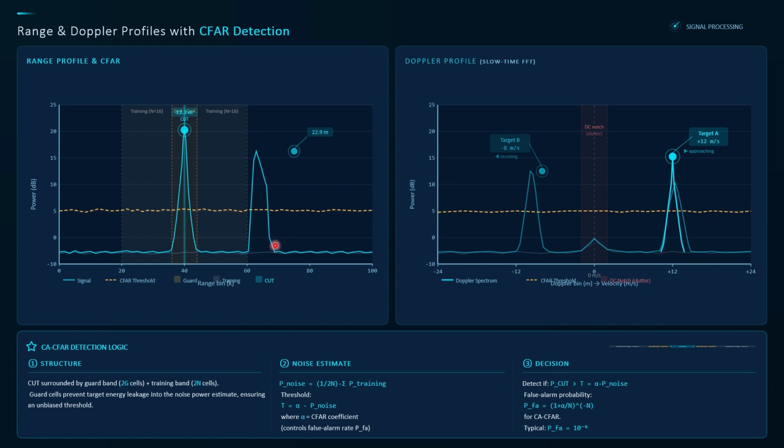I'm just going to give you some overview on the Doppler side as well. In the Doppler domain, you will see there are two targets here. One is negative, one is positive. Negative means it's approaching you, positive means it's going away from you. We'll talk more about this later as well. But these are the profiles you get after doing the fast Fourier transform.